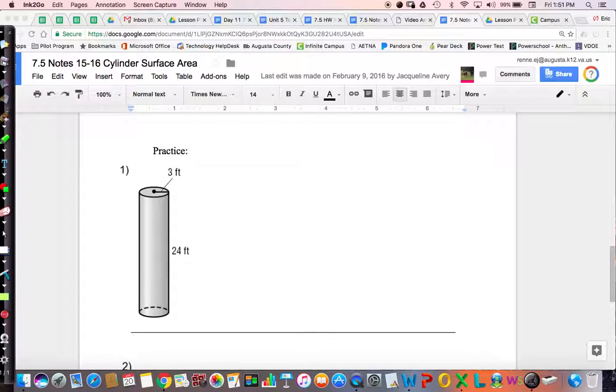The first step I want to do here is I always like to write the formula first. So since we're doing surface area, I'm going to write surface area equals 2 pi r squared plus 2 pi r h. Now when I look at the picture, I see that this dot is connected to a line segment that goes halfway across the circle, so that tells me that this is the radius. And when I look from the top of the circle to the bottom of the circle, that tells me the height, so this is 24 feet.